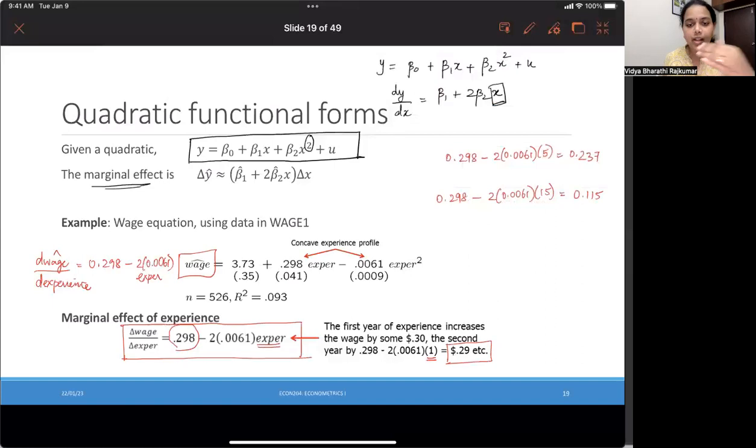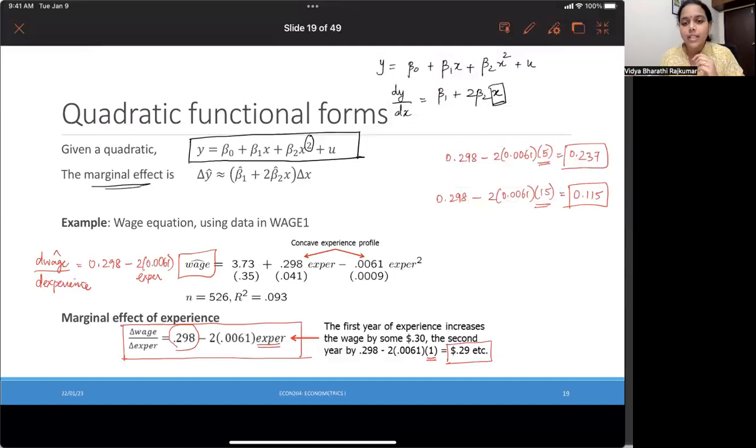Now, suppose we keep changing these numbers. Suppose this person has 5 years of experience. What's the effect of the 6th year of experience? Well, it turns out the 6th year increases wages by $0.237. If they keep working, say for 15 years, then the 16th year of experience will increase wages, but only by $0.11. So notice how the change in wage started out at 30 cents and then came to 29, then to 23, roughly 24, and then 11 cents.